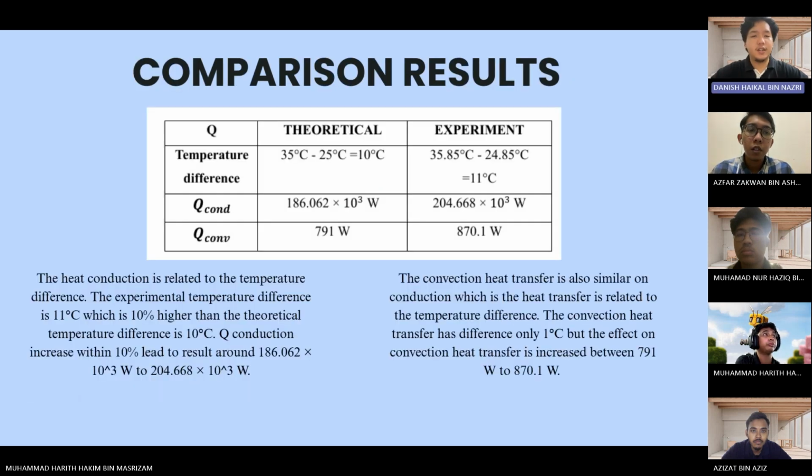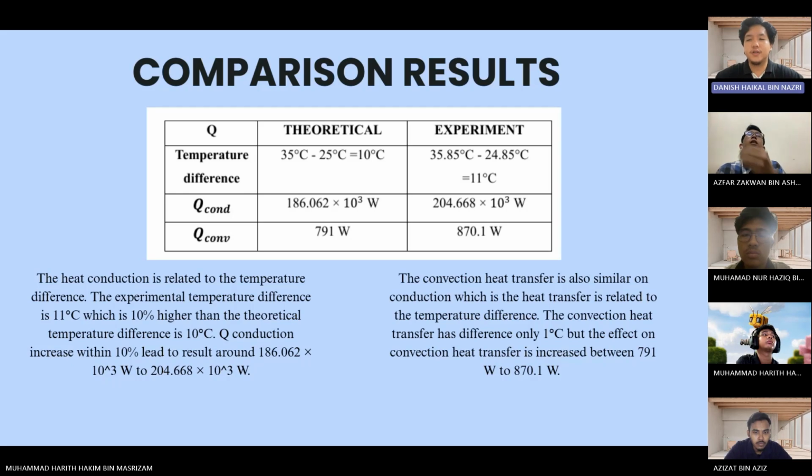The heat conduction is related to the temperature difference. The experimental temperature difference is 11 degrees Celsius, which is 10% higher than the theoretical temperature difference of 10 degrees Celsius. Q conduction increasing within 10% leads to a result around 186.062 times 10 to the power of 3 watt to 204.668 times 10 to the power of 3 watt.